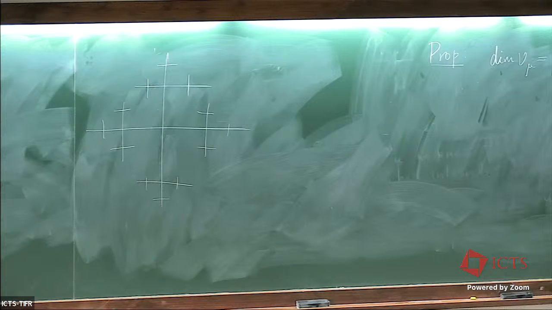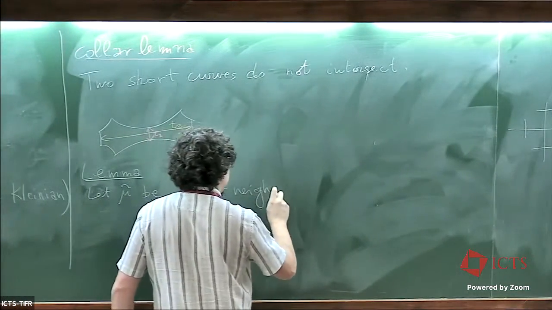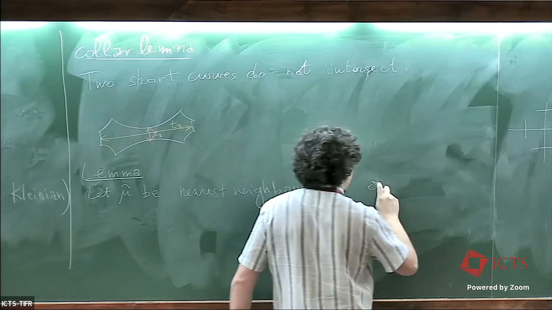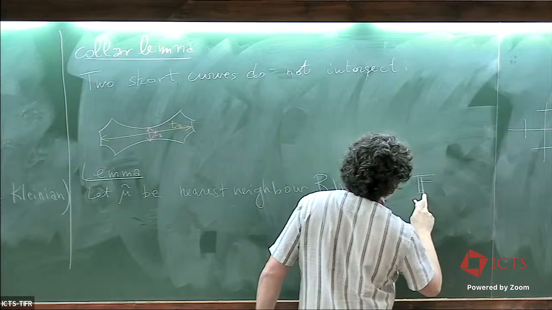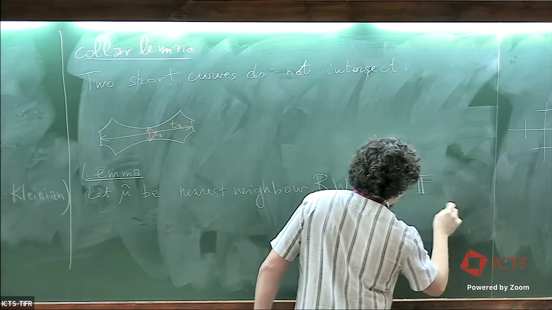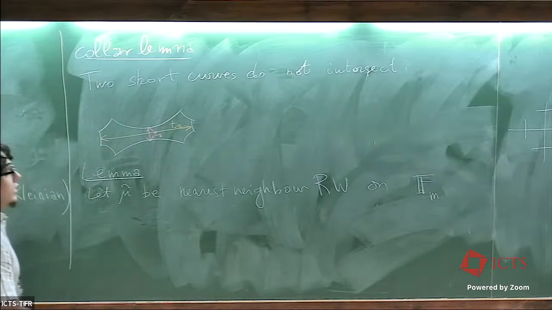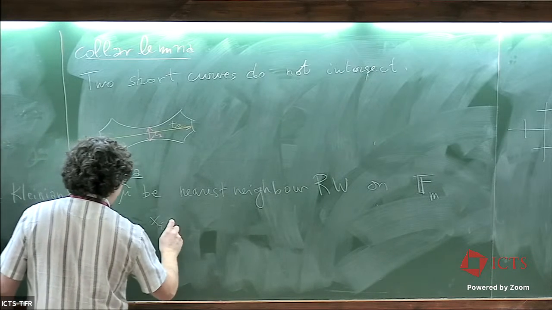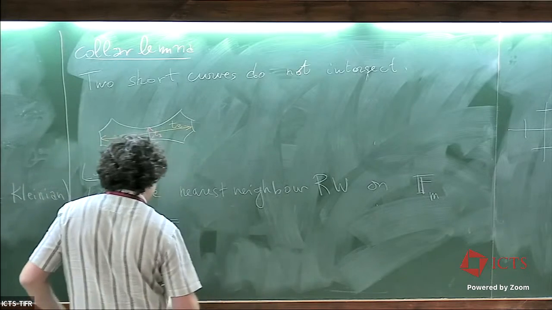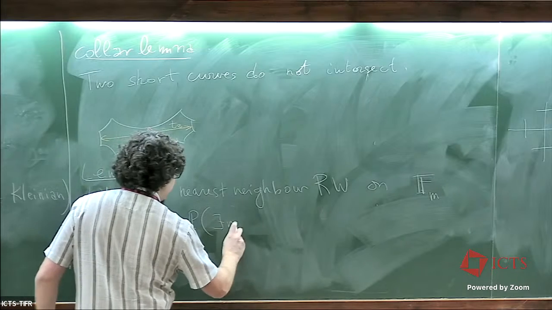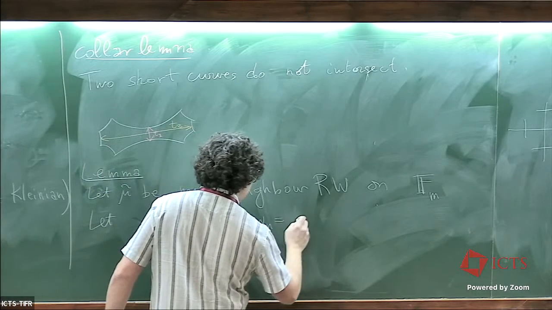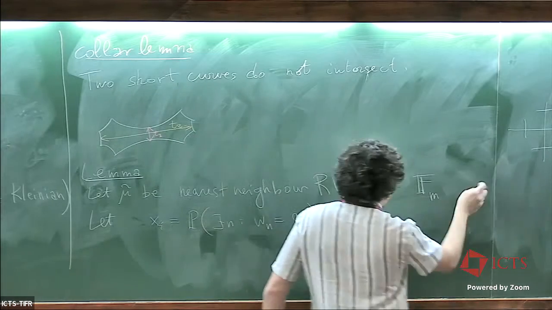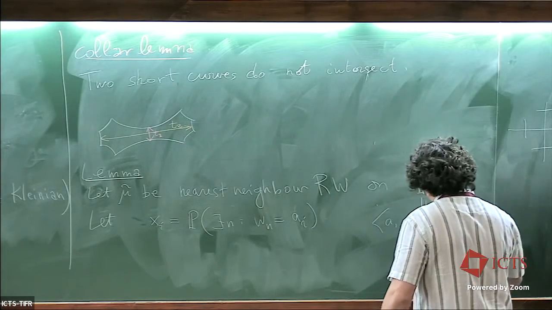So let mu be a nearest neighbor random walk on some free group. In this case, a free group on m generators. So you have valence 2m for the tree. And let xi be more or less this first passage function, so the probability that at some point your random walk is going to end up in the generator i. So we generate Fm as a1, ..., am.